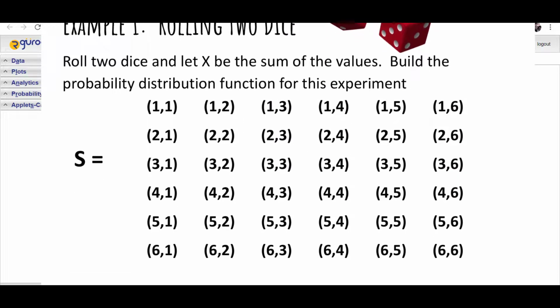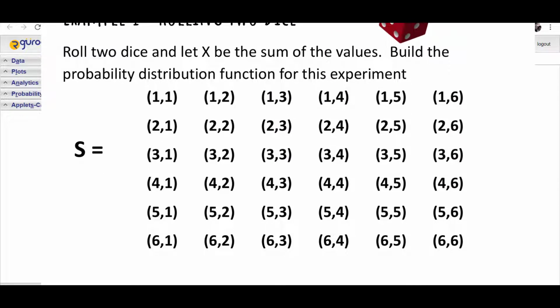So here is a sample space as if you rolled two dice. If you roll 2 dice and let X be the sum of their values, build a probability distribution. So just real quick, go through and fill in the sums. If I were to add these together, like 1 plus 1 would be 2, 1 plus 2 would be 3, 1 plus 3 would be 4. So I'm going to pause the video, you pause it too, and fill those in.